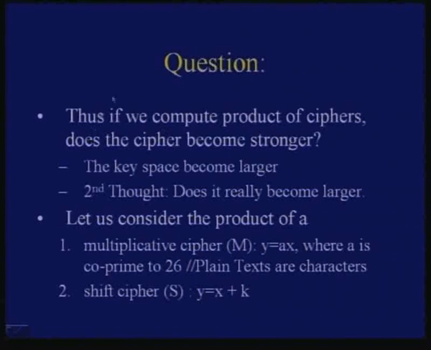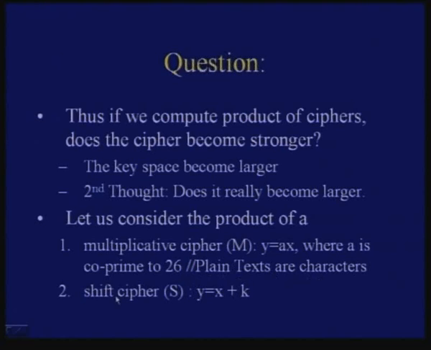So, actually not always. Okay. So, let us try to consider one example. I guess it will be a lot clearer through that. So, let us consider a simple multiplicative cipher. What it does is that it just takes X and multiplies with A, where A is co-prime to 26. So, you know what is co-prime? A is co-prime to 26 means the GCD of A and 26 is 1.